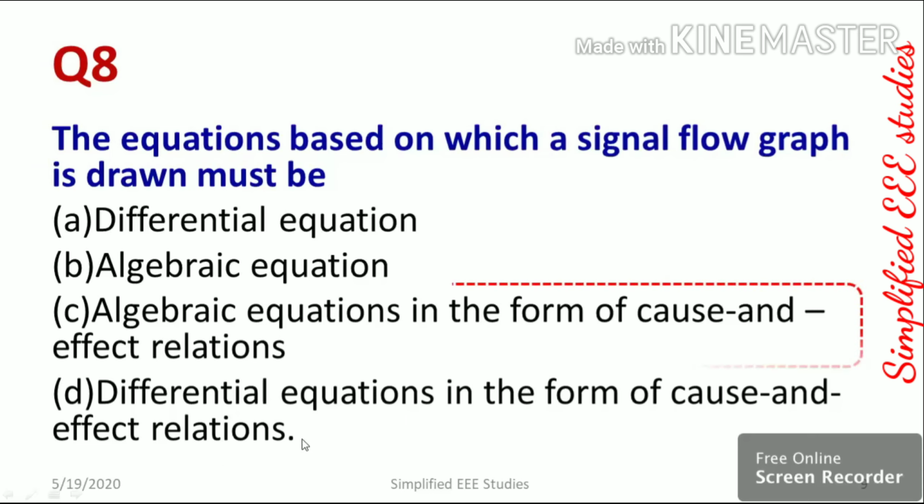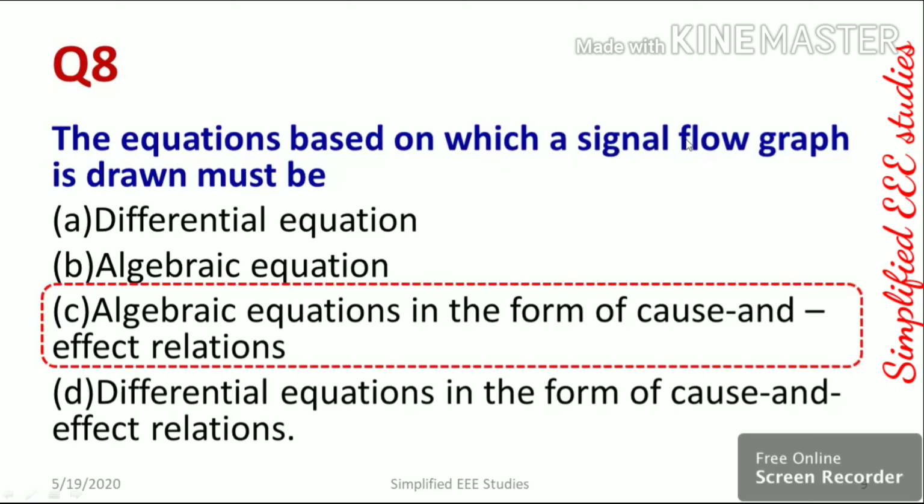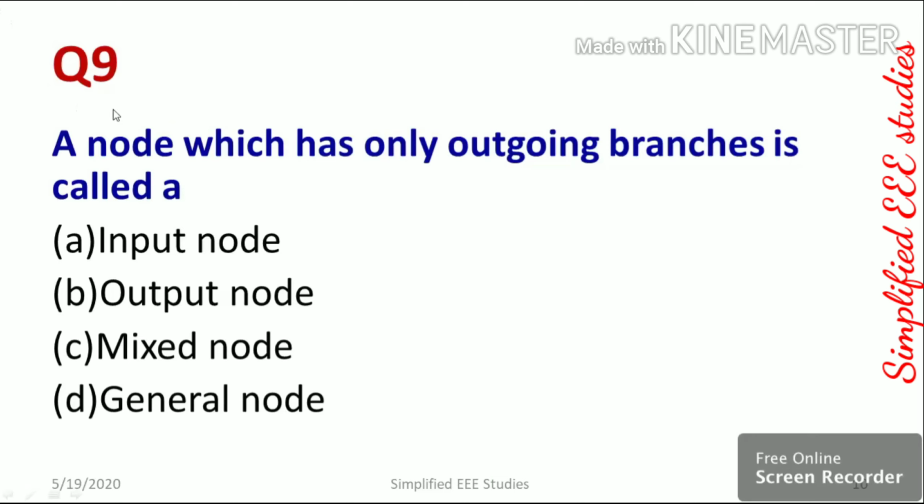Option C is the right answer. That means the equations based on which a signal flow graph is drawn must be algebraic equations in the form of cause and effect relation. So one will be the result of another one. So that is a peculiarity. Now let me move on to the next question.